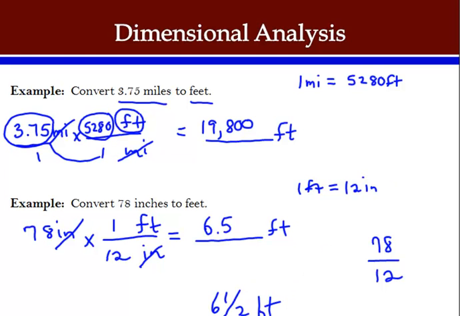So when you're doing dimensional analysis, just remember you're going to look for equivalent measurements related to those that are in your problem. The one you want to end up with needs to be in the numerator. The one that you want to cancel or remove needs to be in the denominator. And then you've got your unit fraction that you multiply by to make sure you get that converted answer.